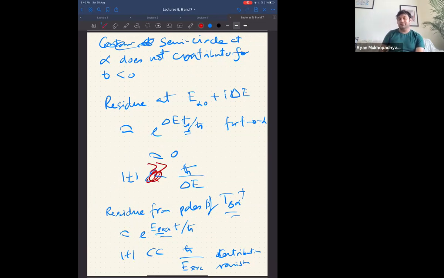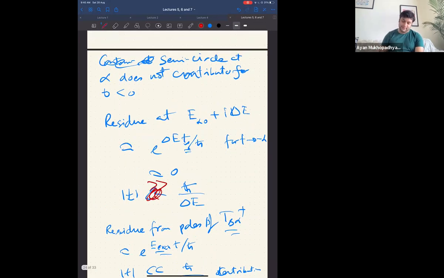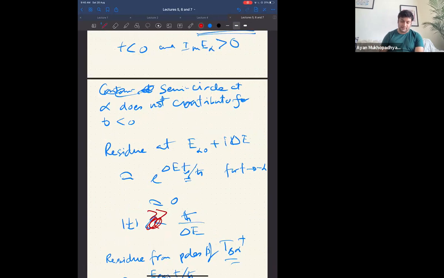For large times, it will be energy. The effect of these poles would simply decay. If you're at finite time, certainly not. At large time, it will decay.